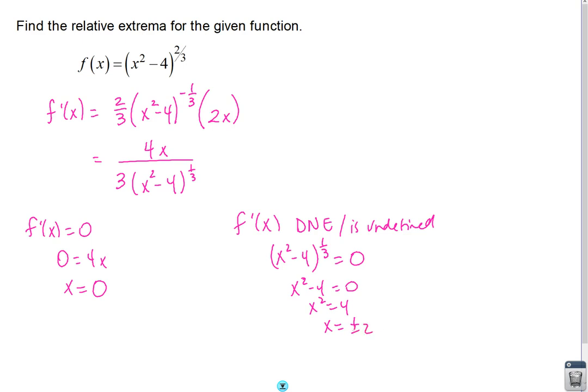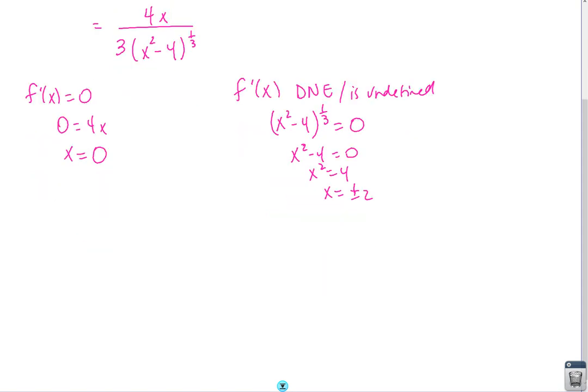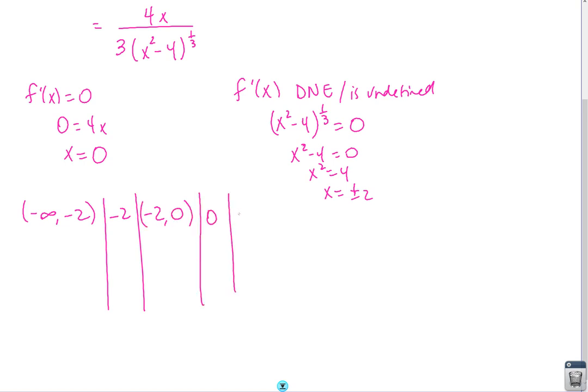It is vitally important that you always remember this plus and minus, guys. We learned about this a lot in Algebra 2. It's going to come back to haunt you if you forget to do that. Okay, so now I have three critical numbers: 0, negative 2, and positive 2. So let's make our chart. I'm going to go from negative infinity to negative 2, from negative 2 to 0, 0 to 2, and then 2 to infinity and beyond.